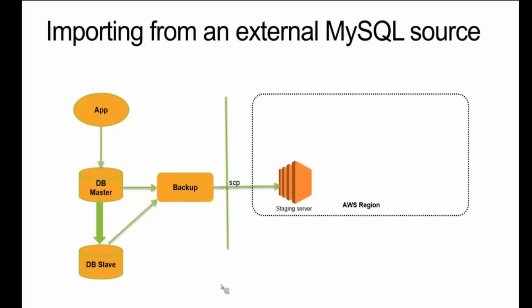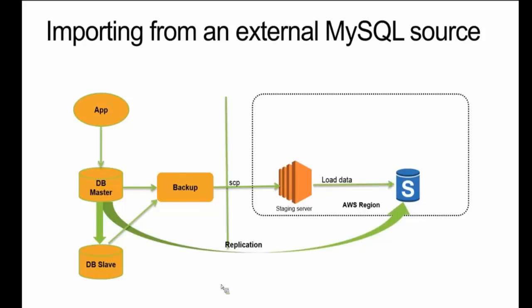You would copy your backups over to the staging server using a utility like SCP. There's a variety of different ways you could get that working, but SCP is a common utility to do that. Then you set up an RDS database, and it's going to be acting in this case as a slave database. We'll be loading the data from the staging area into RDS, and then we start replication between your master and the RDS slave.